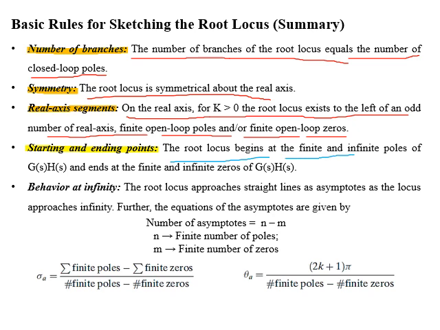The root locus will begin from finite or infinite open loop system poles and will end on finite or infinite open loop system zeros, where the open loop system is equal to G of s into H of s, where G of s is the forward path transfer function and H of s is the transfer function of the feedback path.